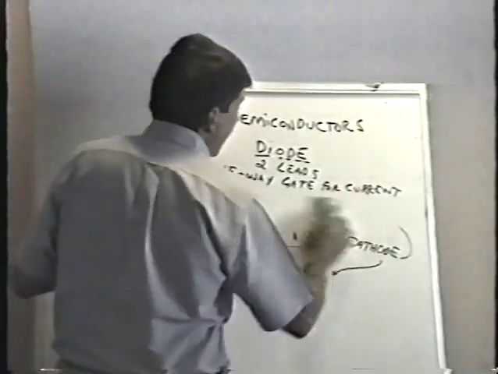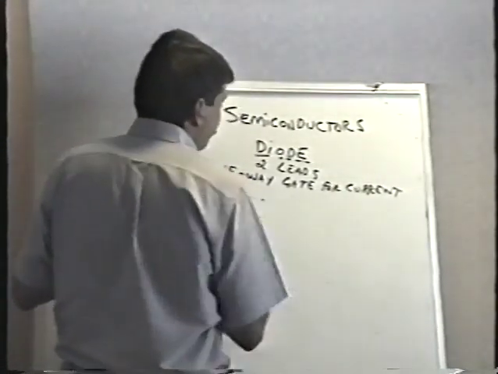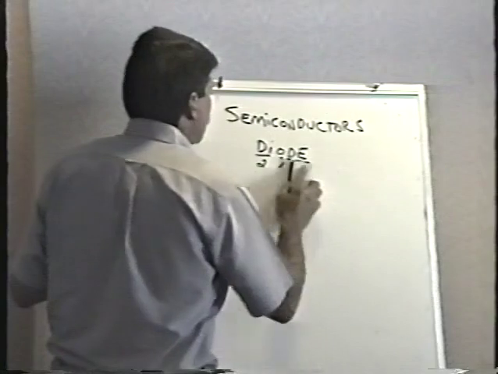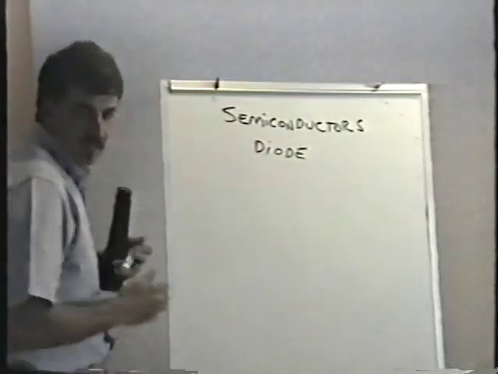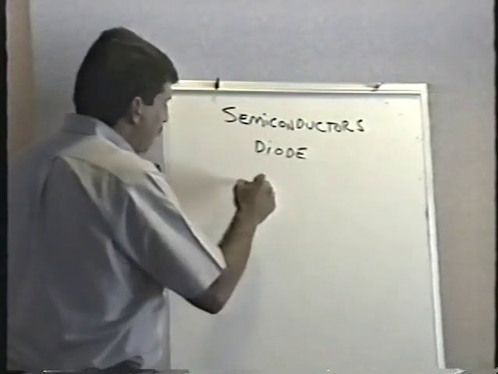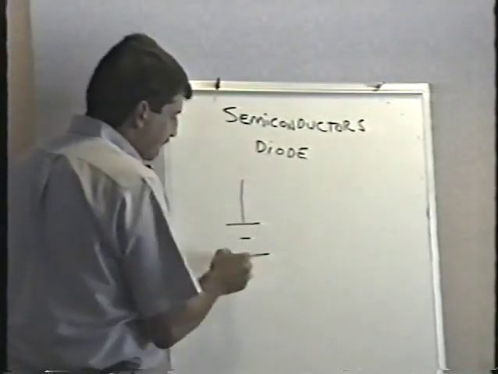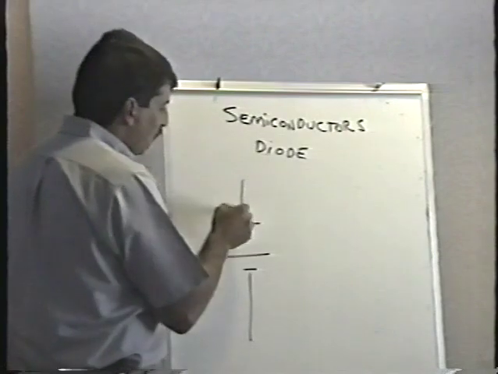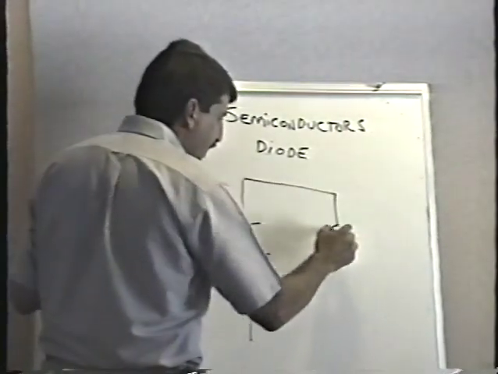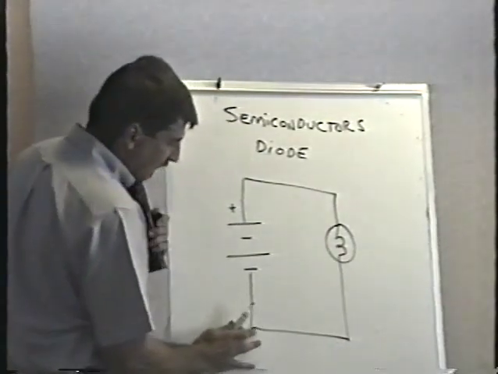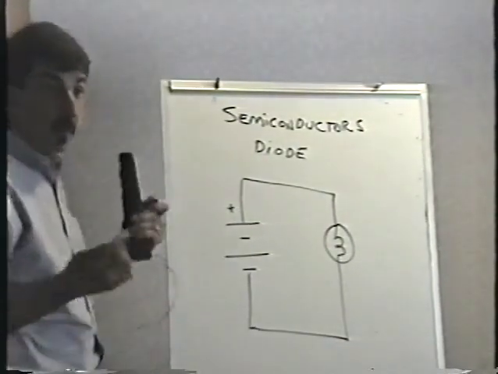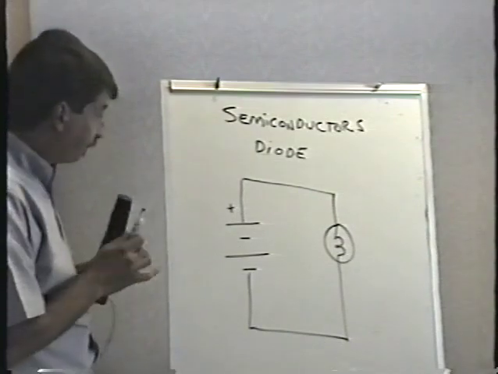This is just a demonstration circuit that shows you how the diode works. This does not have any function whatsoever. But let's go back to the schematic diagram that we've seen several times already with the battery and the lamp like this. And there's our complete circuit. Everybody with me so far? We went through this before.